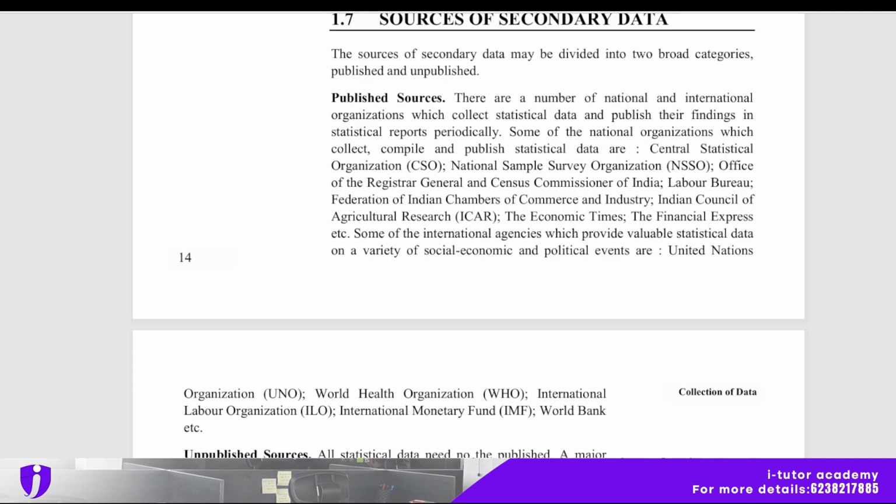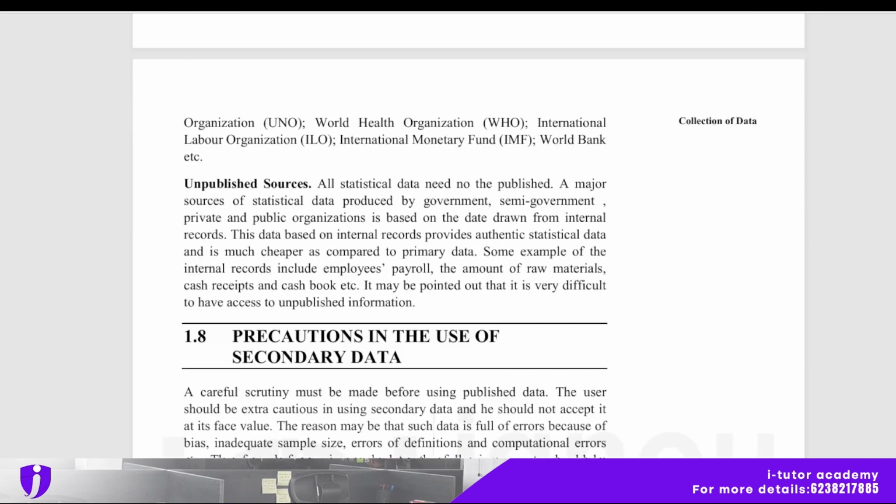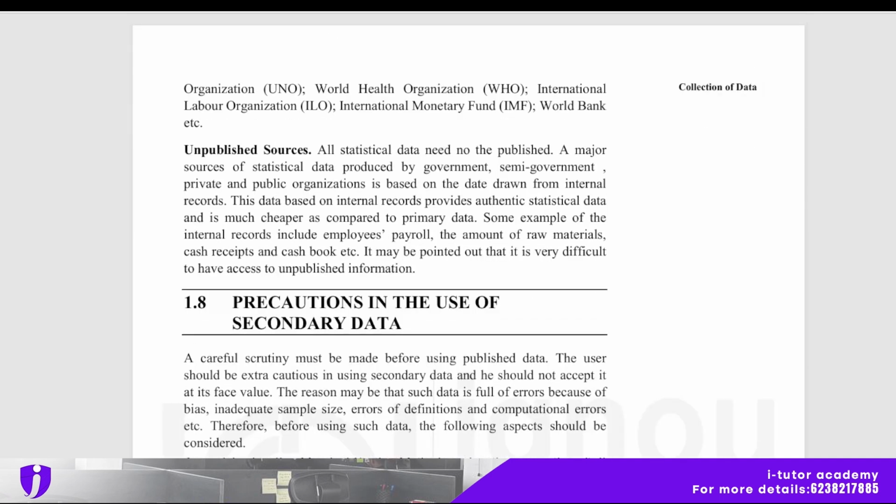Some of the national organizations which collect, compile and publish statistical data are Central Statistical Organization, National Sample Survey Organization, Office of the Registrar General and Census Commissioner of India, Labour Bureau, Federation of Indian Chamber of Commerce and Industry, the Indian Council of Agricultural Research, etc. And unpublished sources are all statistical data not published.